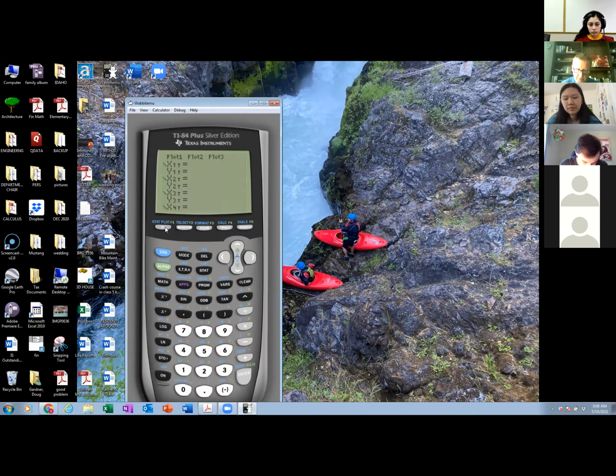And so we said our equation was 15.3 times, notice this button here, have you ever looked at that before? It says X, T, theta, n. You've always just hit that for your X, but now when you hit it, you're going to get a T because we're in parametric mode. And our Y equation was 9.5 times t minus 16.1 times t squared. Bam, time to fly through the air. I'm going to graph and just see what happens.